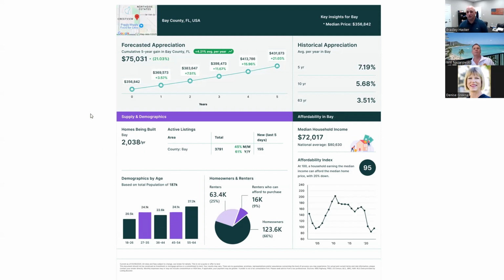Last scorecard is just going to be simply for Bay County, or Panama City type area. Again, still very, very strong year over year appreciation, just over 20%, far outpacing historical. Again, we're not quite at 100, but still a really good affordability score there at 95. 25% of all households are renters there. So again, opportunity to attract some first time home buyers or some renters out of that rental market there in Bay County. So overall, all three of these markets still very, very healthy.